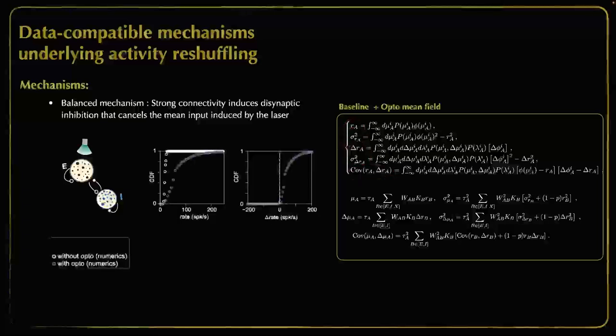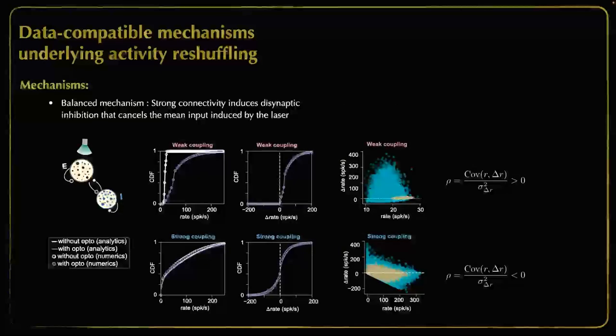Just to show you that the theory we did works, the dots are simulations and the lines are the theory. But the insight that we get from this theory is that if your coupling is weak, meaning the connections among and across excitatory and inhibitory cells are small, and you make an optogenetic perturbation to the excitatory cells, the plot that you end up getting shows that the change in rate is basically positively correlated with the baseline firing rate. So if the activity levels are more or less weak, you perturb it, everything can increase.